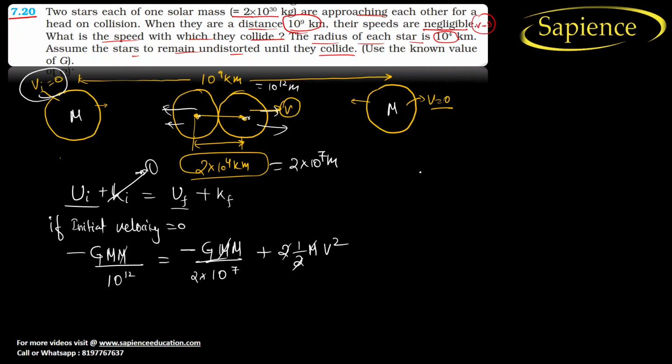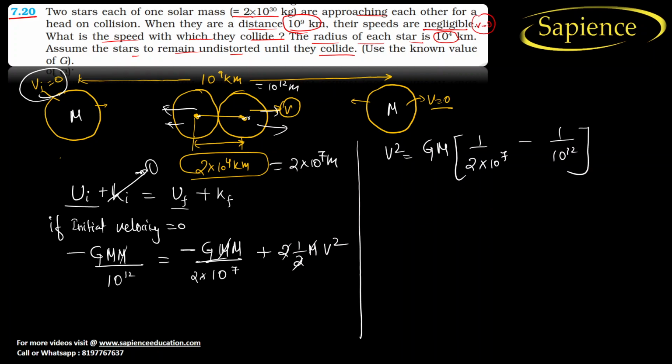So finally, how much are we getting for v square? v square is equal to GM, which is common, into 1 by 2 into 10 to the power 7 minus 1 divided by 10 to the power 12. Okay, as compared to this, the denominator is very large, so we can ignore it and make it 0. So v square will be equal to GM by 2 into 10 to the power 7.